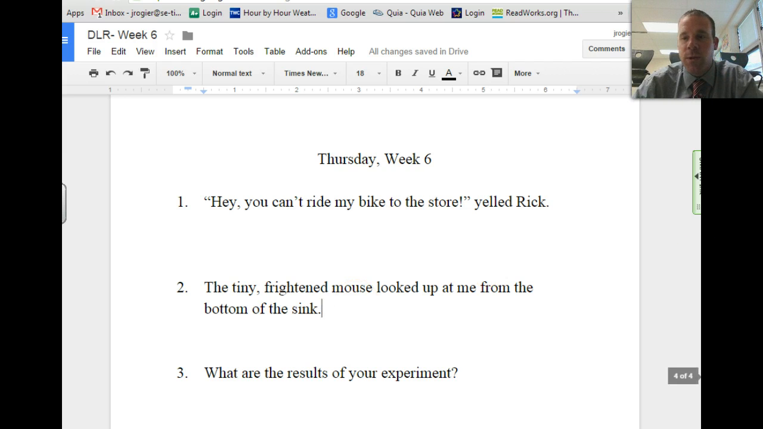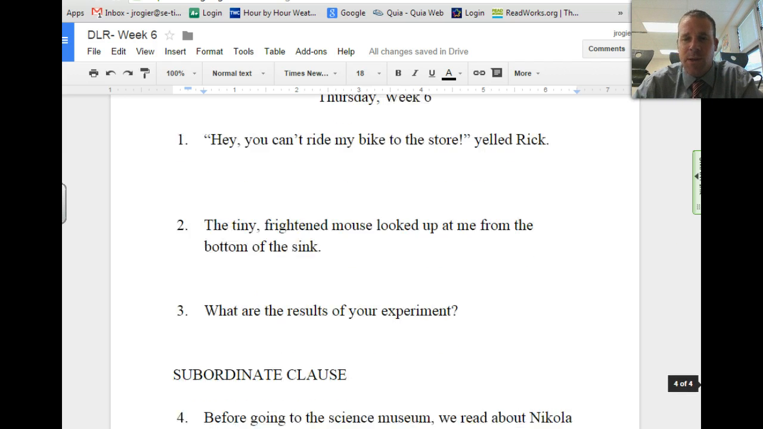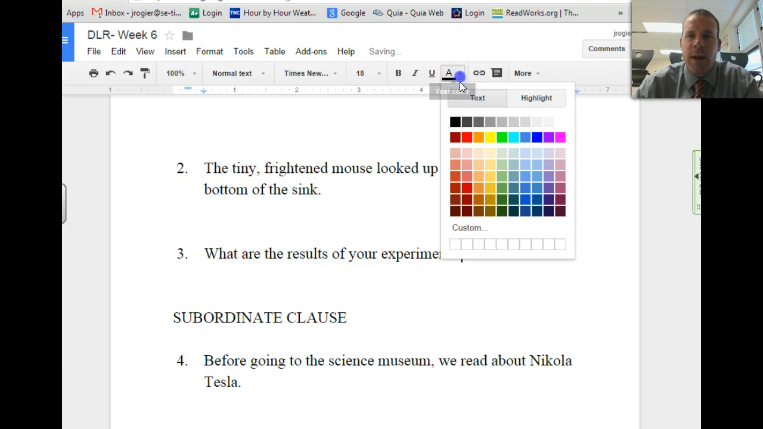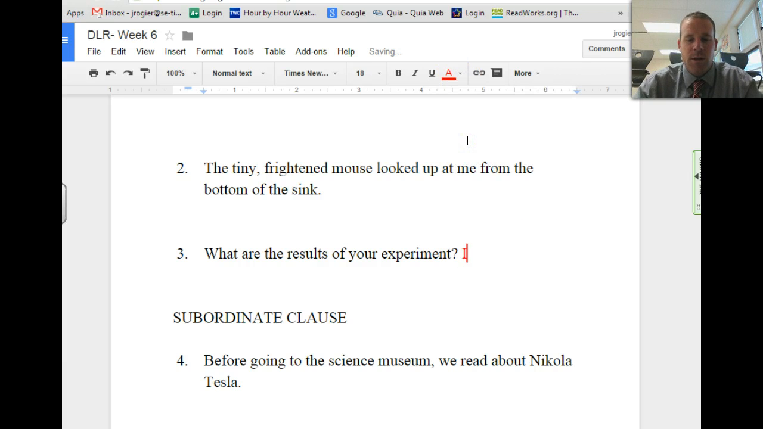Number 3, what are the results of your experiment? It was just asking what type of sentence that is. Okay, and that's pretty simple. That is asking a question, therefore it is interrogative. Okay, that's an interrogative sentence.